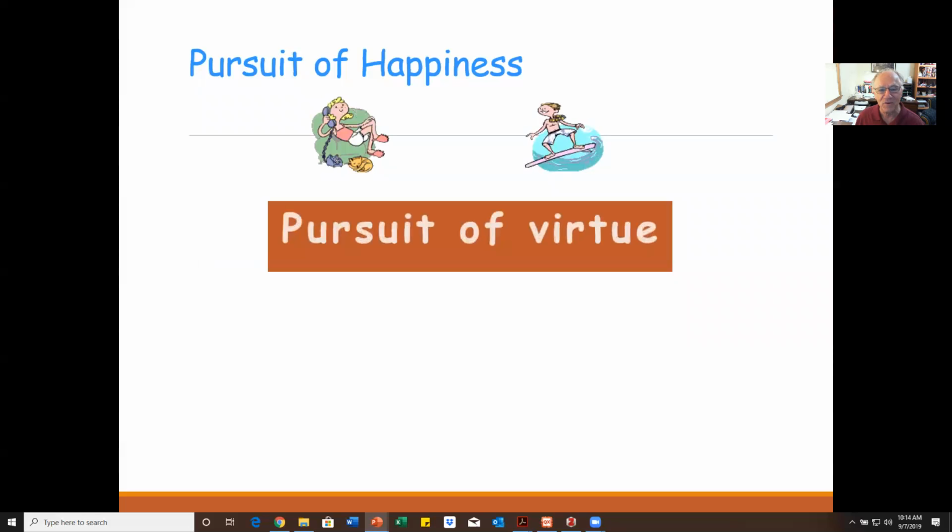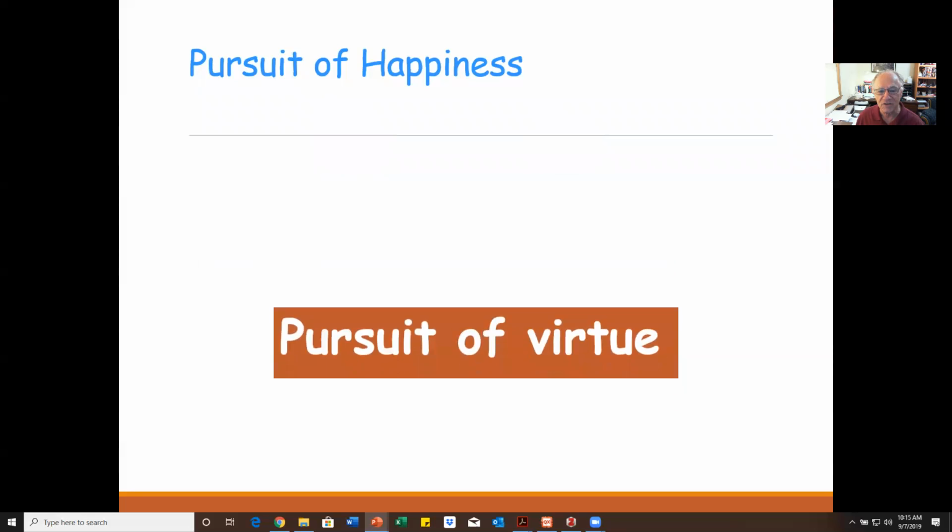Anyway, that's not what's meant by the pursuit of happiness. What the founders actually meant, and they almost used this term, was the pursuit of virtue, the right to pursue a virtuous life.